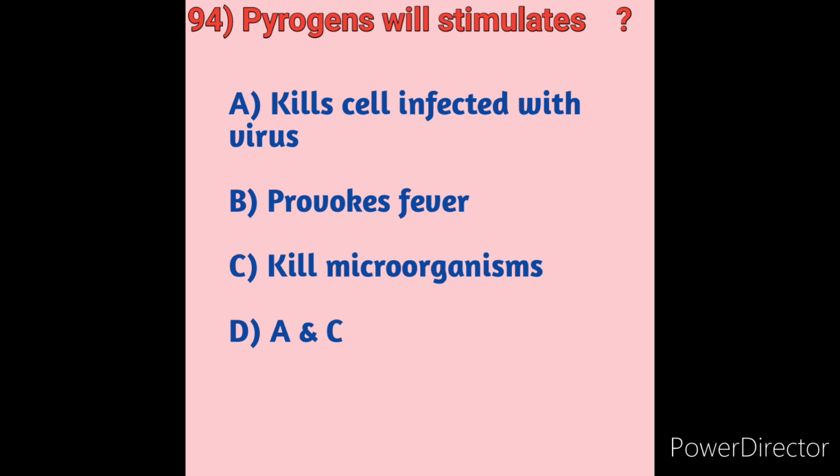The hypothalamus, which sits at the base of the brain, acts as the body's thermostat. It is triggered by floating biochemical substances called pyrogens, which flow from sites where the immune system has identified potential trouble to the hypothalamus via the bloodstream. So here pyrogens will stimulate or provoke the fever. So here option B is the correct answer. Next we will move on to question number 95.